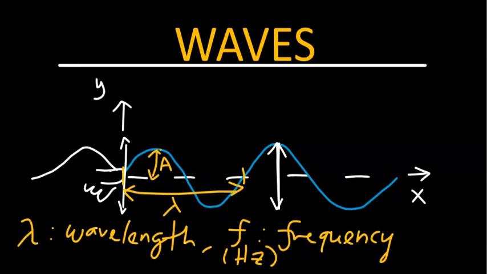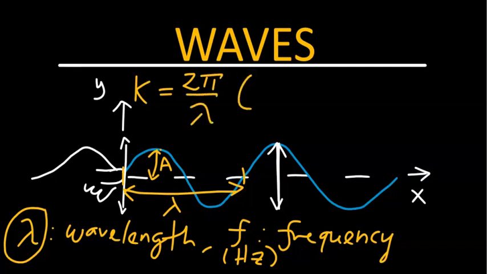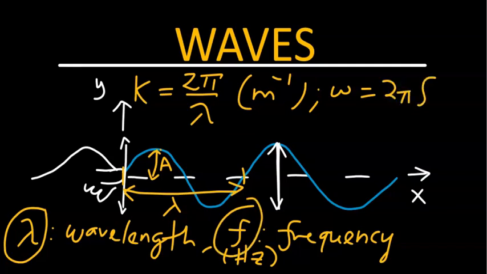The next parameter is related closely to the wavelength. It is called the wave number, and it's denoted with the letter k. It is equivalent to 2 pi over wavelength. Since the wavelength has a unit of meter, the angular wave number, or wave number, has a unit of per meter. And finally, the angular frequency, which is related to the frequency in hertz as follows: it's 2 pi f, and the unit for angular frequency is radian per second.